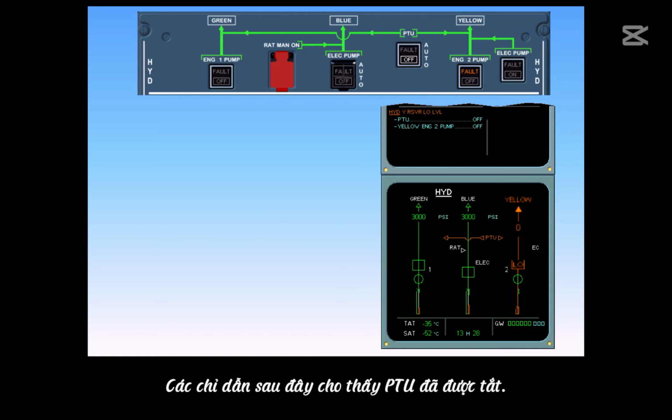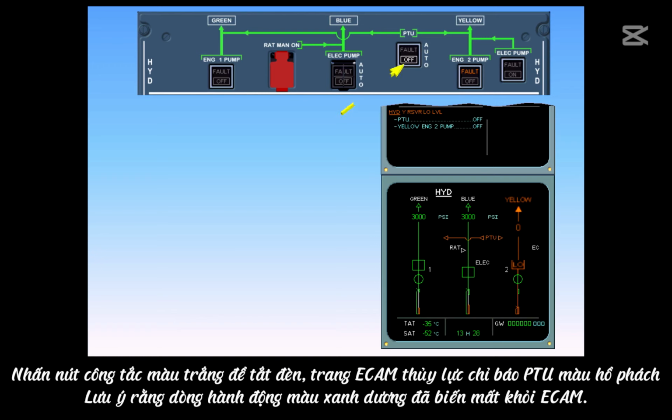The following indications show that the PTU is switched off. Push button switch white off light. ECAM hydraulic page PTU indication in amber. Notice that the blue action line has disappeared from ECAM.